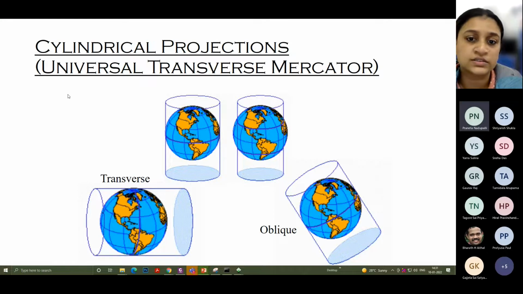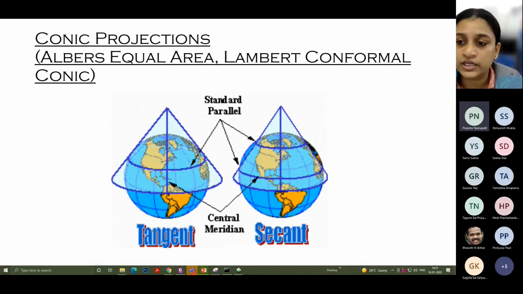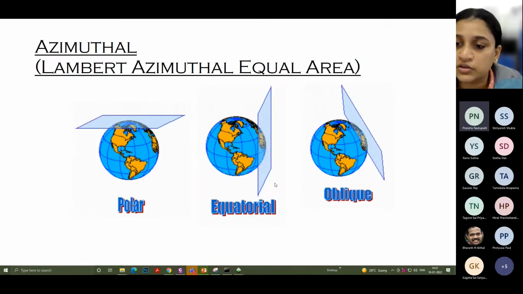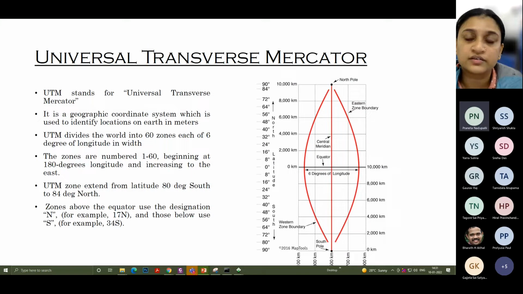The next projection systems are conical projections, basically used for the polar regions. This is the second part of it. The next is the azimuthal projection, for polar, equatorial, and oblique regions. This has been shown. Now we'll describe Universal Transverse Mercator in detail because this is the system which you will be using more frequently.